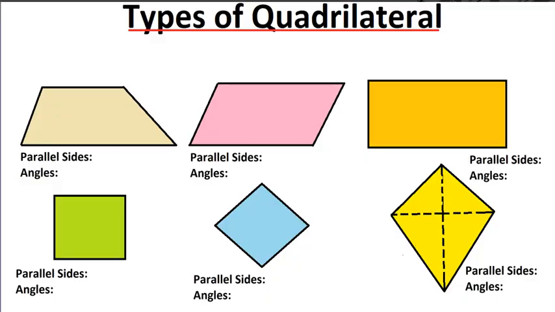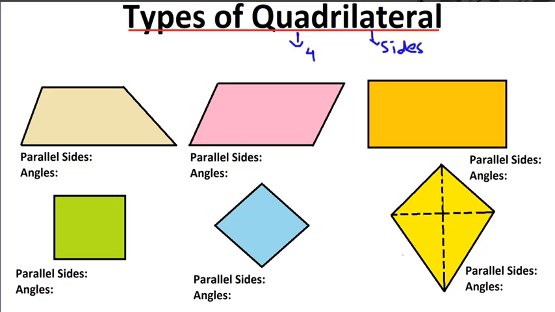Everyone, today we are going to learn the different types of quadrilateral. You can say the most basic types of quadrilateral in our today's lecture. So first of all, we should know what a quadrilateral is. According to its name, quad means four and lateral means sides. It means all the shapes having four sides will be quadrilaterals.